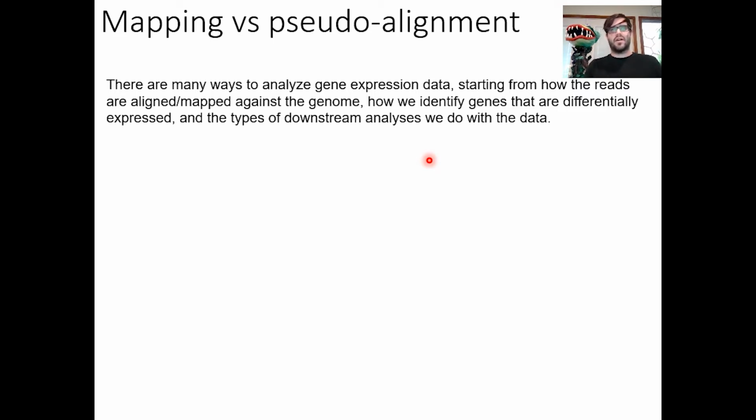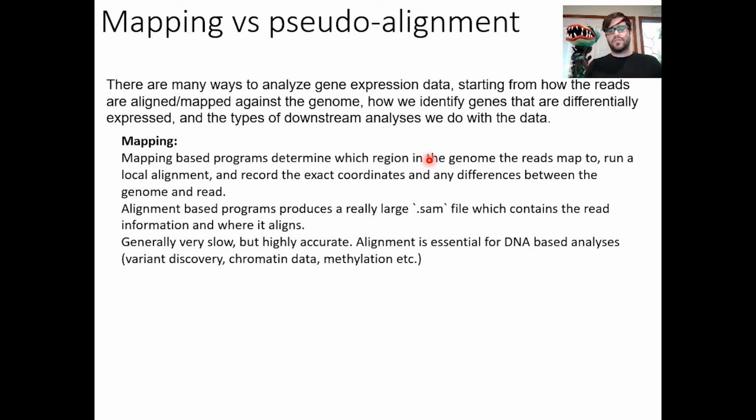There are many different ways to analyze gene expression data, starting from how the reads are aligned or mapped against the genome, how we identify genes that are differentially expressed, and the types of downstream analyses that we do. And just like anything in bioinformatics, there's lots of software, there are differences of opinion, and there are different statistical thresholds. But fundamentally, there are two different ways that we can do this. The first way is through literal mapping.